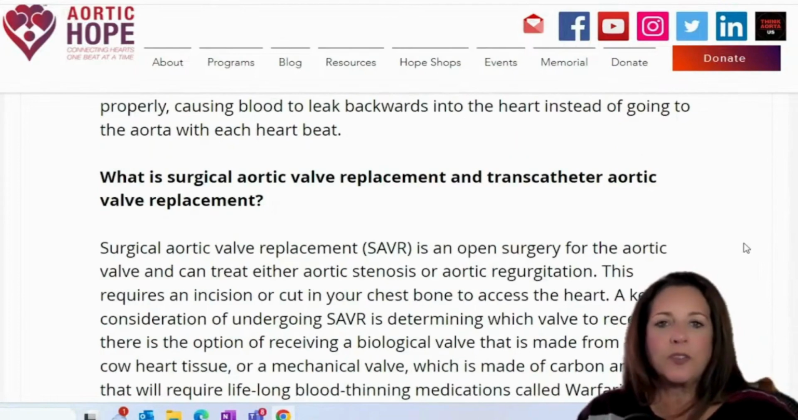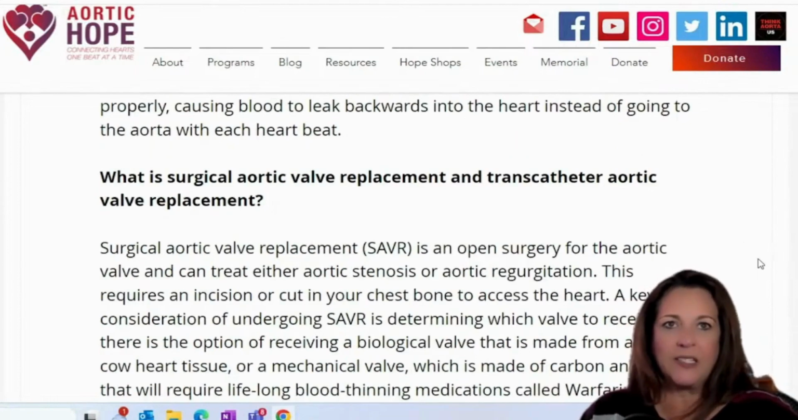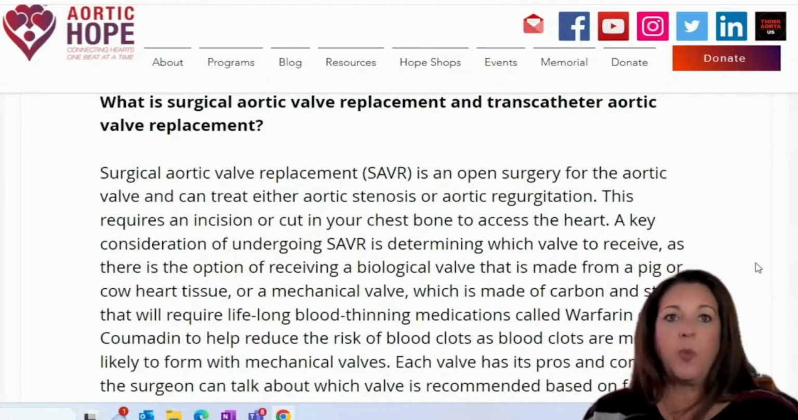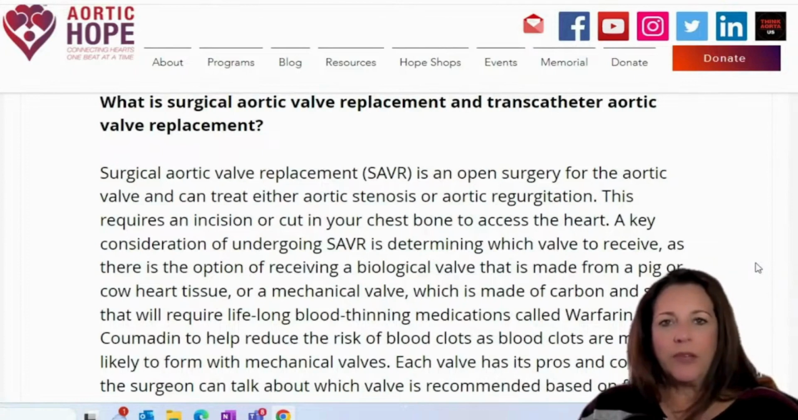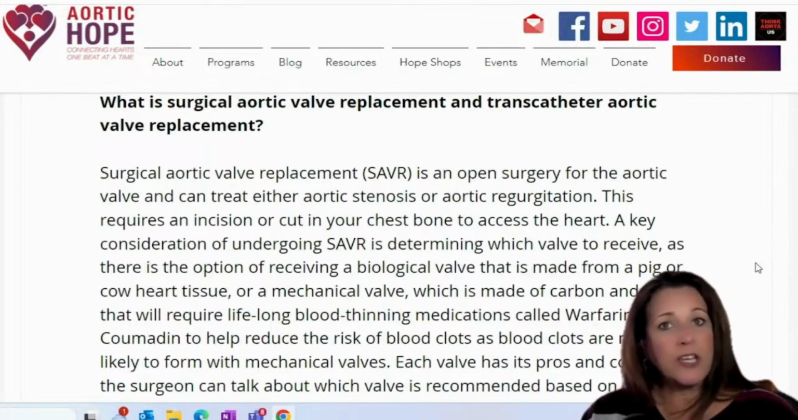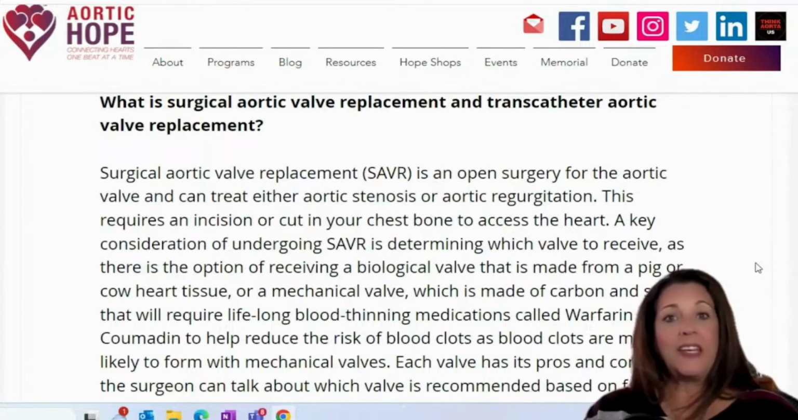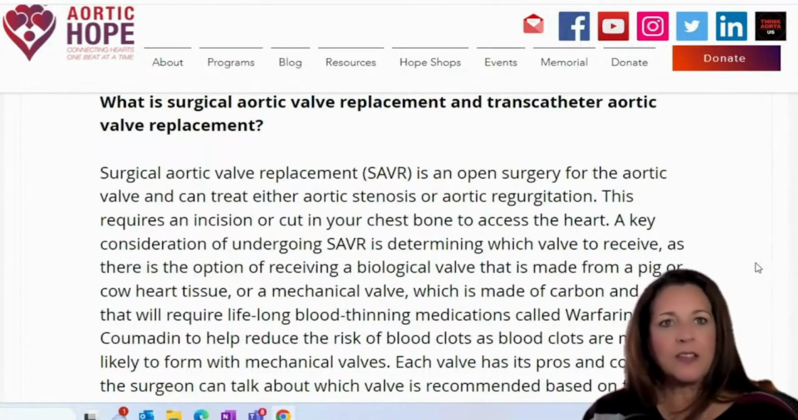So what is surgical aortic valve replacement and transcatheter aortic valve replacement? So surgical is when there's open surgery, hence the name, and this would be open surgery for the aortic valve, and it can either treat stenosis or regurgitation. This requires an incision or cut in your chest and then in your chest bone to actually access the heart.